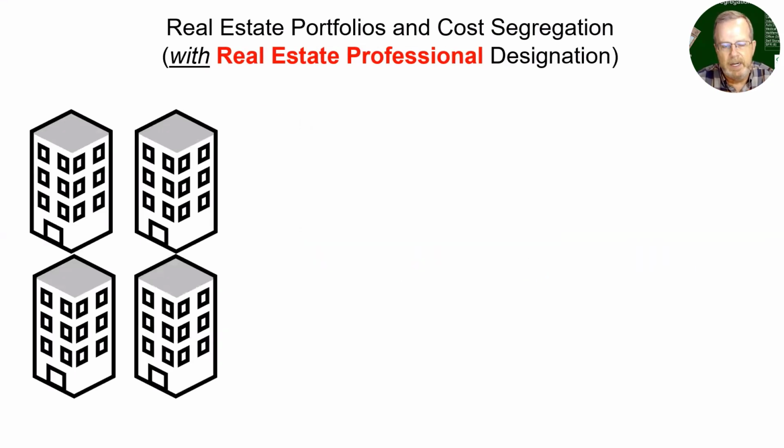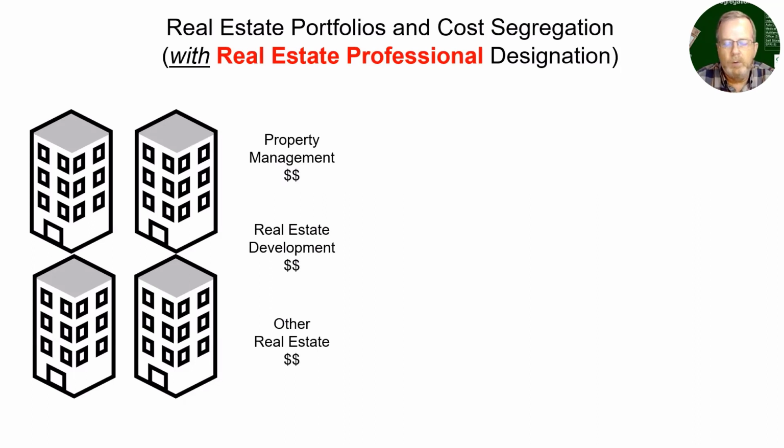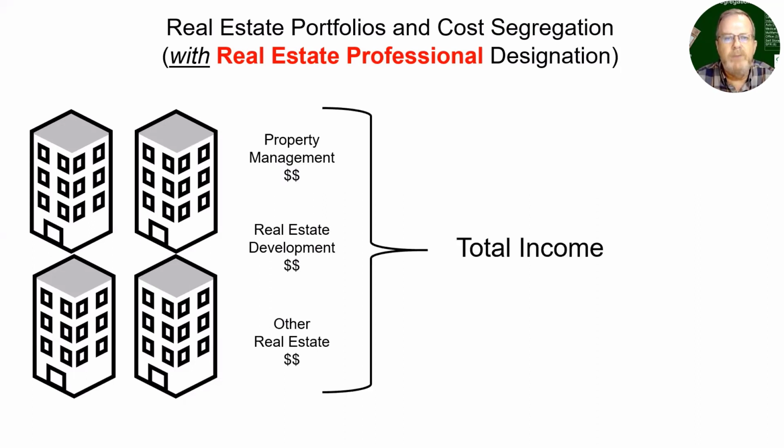Now, for a real estate professional, if you have the real estate professional tax designation, you're going to have some commercial buildings, but then you've got some other businesses that are real estate related, right? You may have a property management business, a real estate development business, and other real estate things where you've got all of this income coming in. So that becomes active income for you. In this case, when you do a cost seg on one of your buildings, since you're a real estate professional and all that income is active, that cost seg is going to offset your total income, not just the passive income.